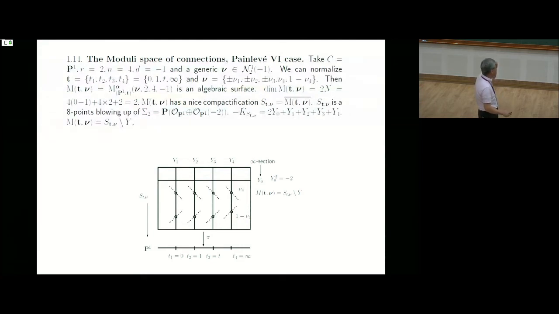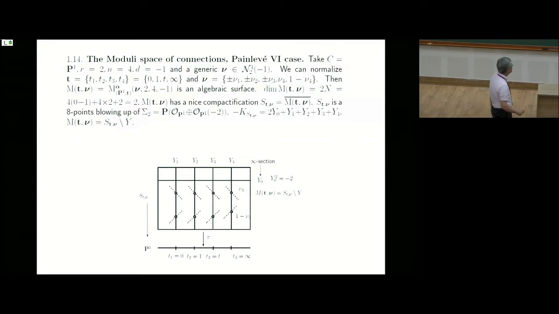And what is very nice is that the anti-canonical divisor of this S_T^ν is just 2 times Y0 plus Y1, Y2, Y3, Y4. This means that on S_T^ν, you have a meromorphic two-form whose polar divisor is given by 2 times this and 1 time each of these. So if you delete these 5 curves, there are no poles, and you have a rational two-form with no poles, and that gives you the symplectic two-form on this complement.